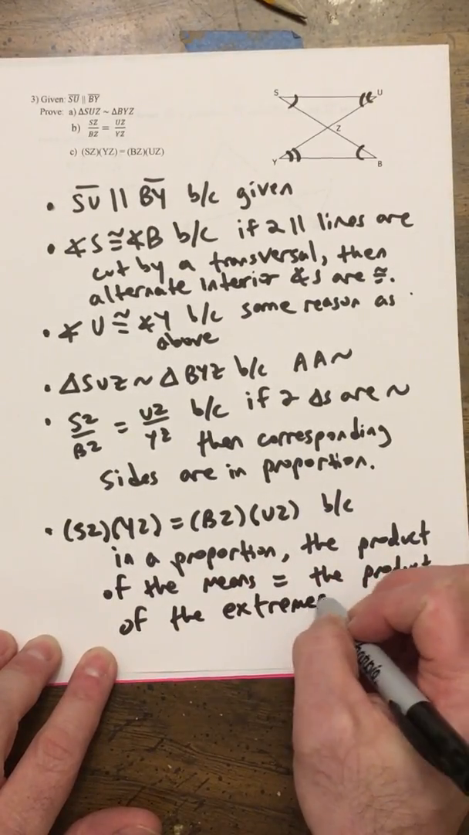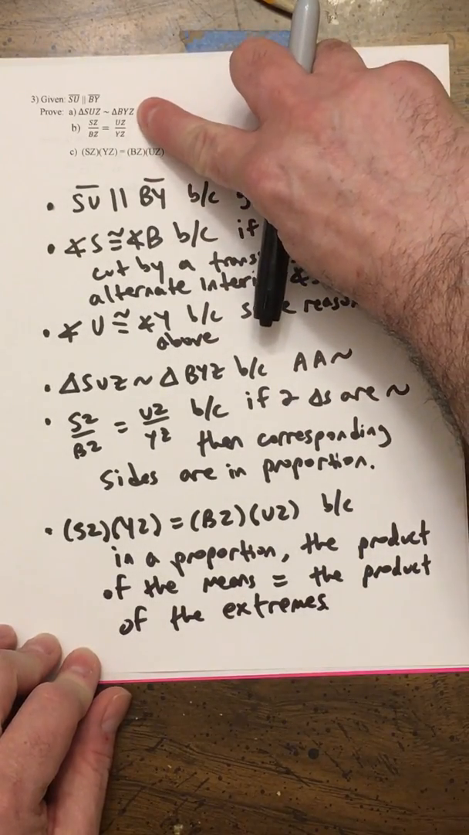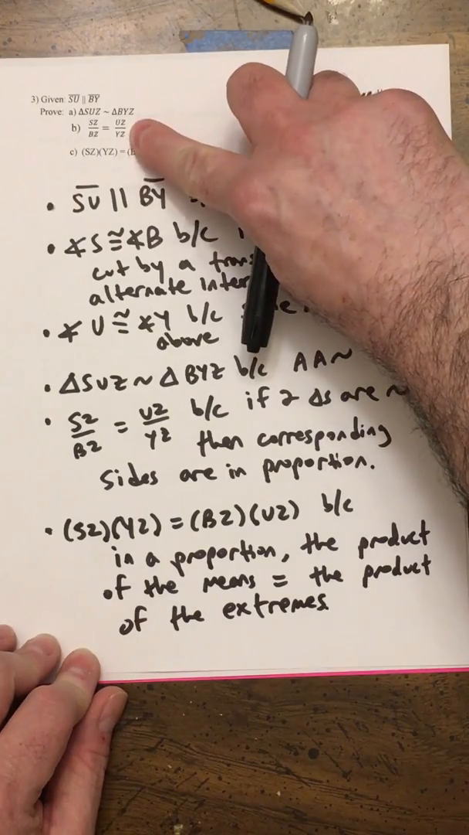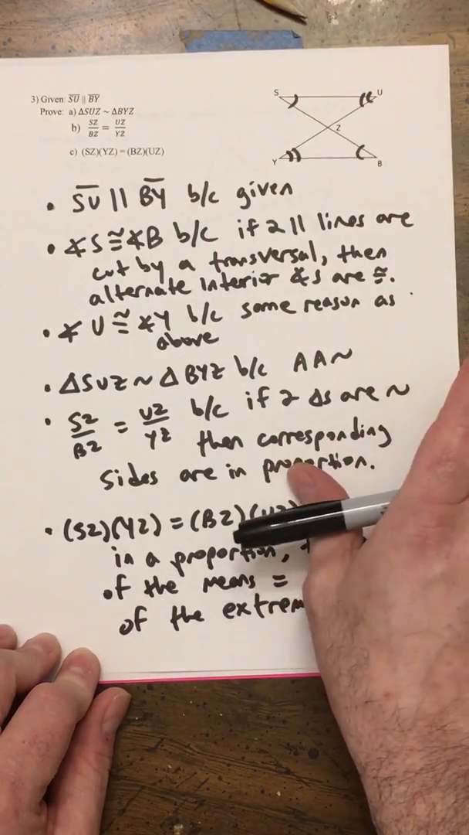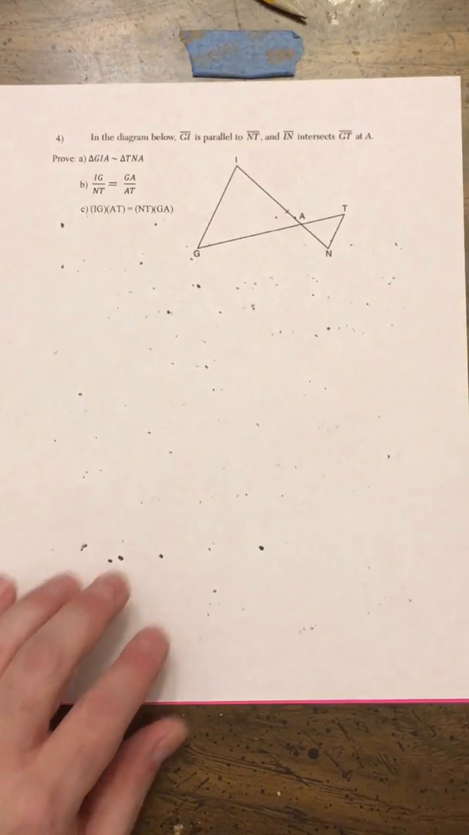Okay? So that's how you do one of these proofs that have not only proving triangles similar, but the corresponding sides are in proportion and the product of the means are equal to the product of the extremes. You could try the next problem on your own.